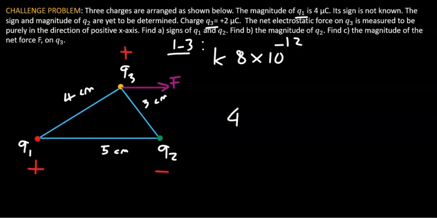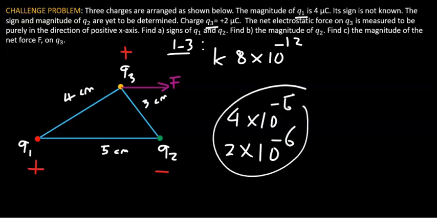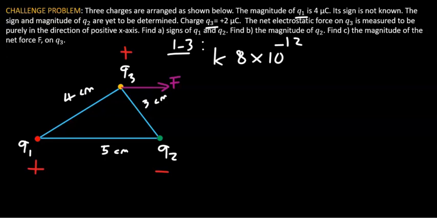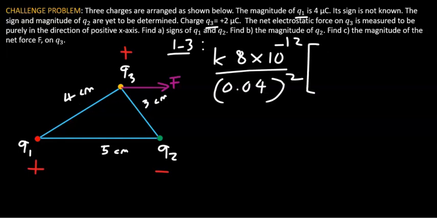because 4 microcoulomb is 4 times 10 to the power minus 6, and 2 microcoulomb is 2 times 10 to the power minus 6. When you multiply these two numbers, you get just that. Divide by the square of the distance between them. The distance between them is 4 centimeters, so 0.04 meter squared. Now we need to compute the components.